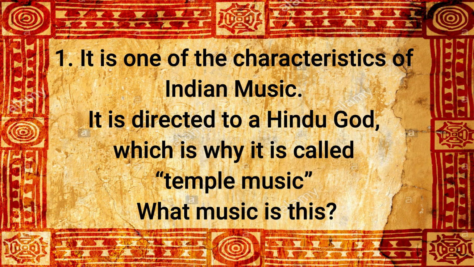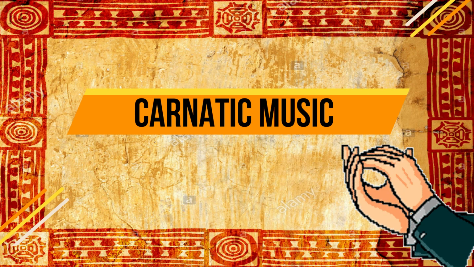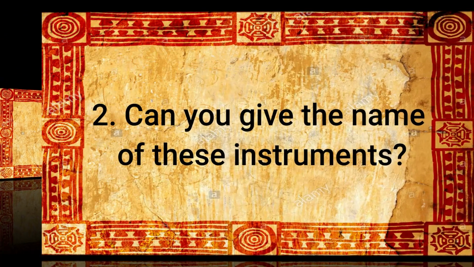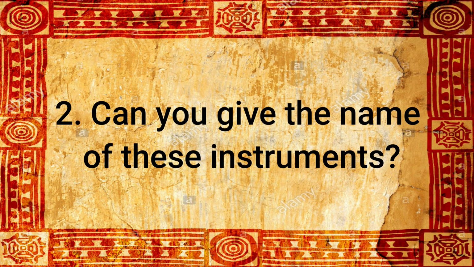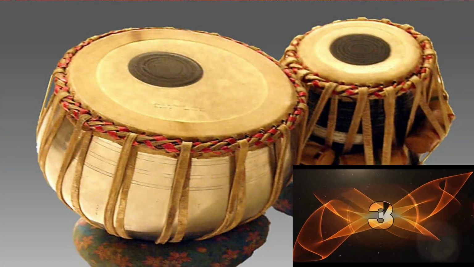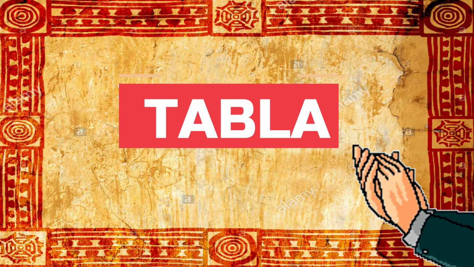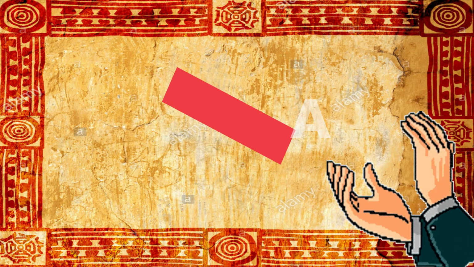The first question. It is one of the characteristics of Indian music. It is directed to a Hindu god, which is why it is called temple music. What music is this? Very good. The answer is Carnatic music. Here's the second question. Can you give the name of these instruments? Brilliant! It is a percussion instrument named tabla.